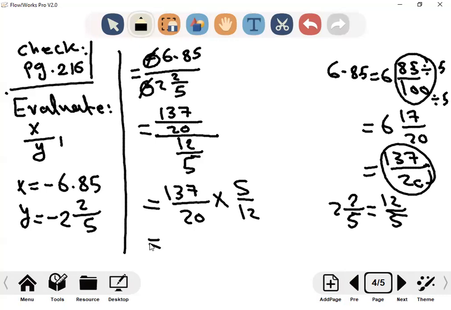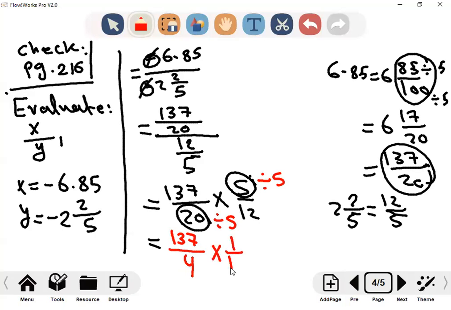Now here, look at this 5 and look at this 20. You can divide both by 5. So 5 divided by 5 and 20 divided by 5. It will be 137 over 4, multiplied by 1 over 12. So now multiply up, multiply down, do the division, and find your answer. The answer will be 2 and 41 over 48.